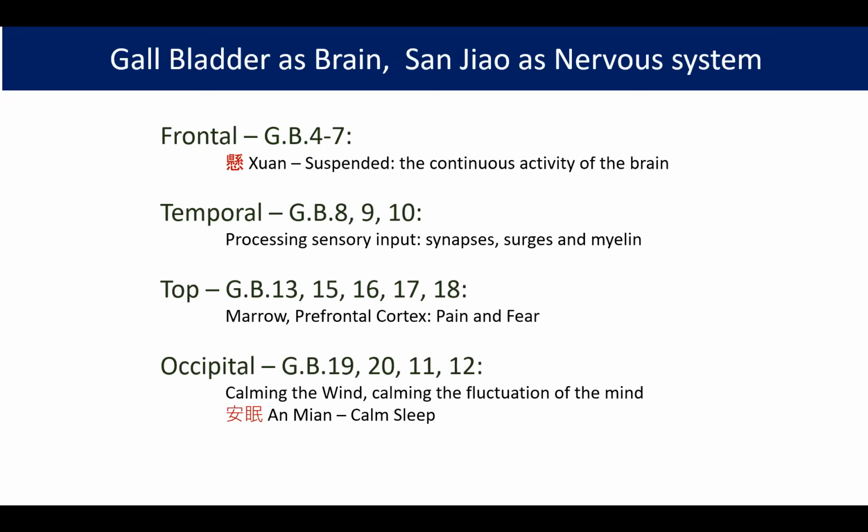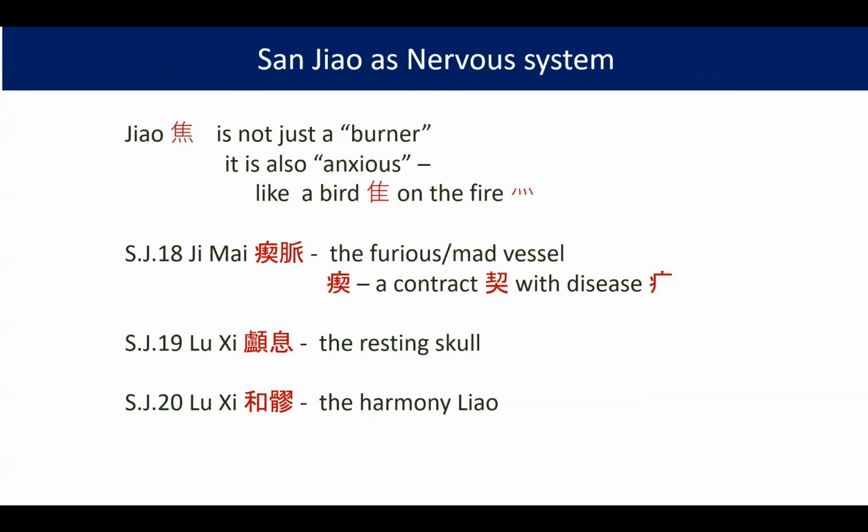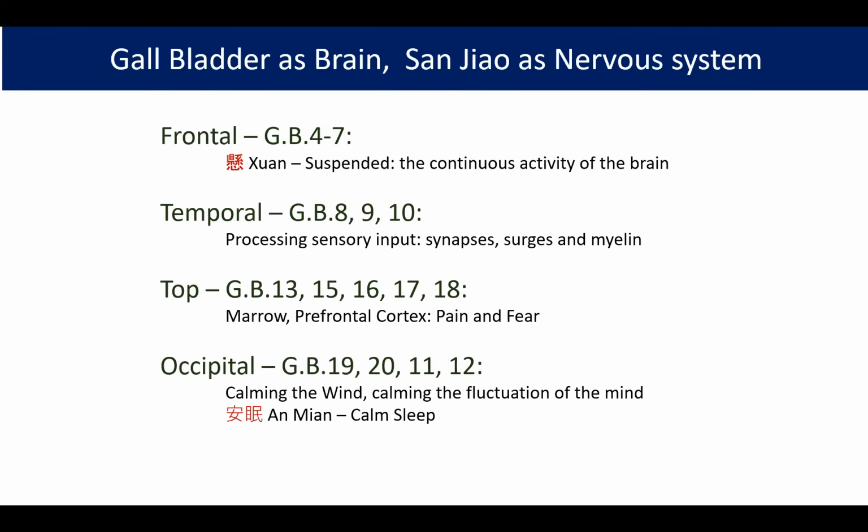And then we have points Gallbladder 8, 9, and 10, which by names, I think I have the names showing. No, actually I don't. I'm sorry. I'll bring them up later if you really want. They're suggesting things like synapses. You have, for example, a point called Tian Shan, the heavenly surges, things that surge. And so it suggests sensory input and the synapses. It suggests also something to do with myelin, because of the surges that are happening.